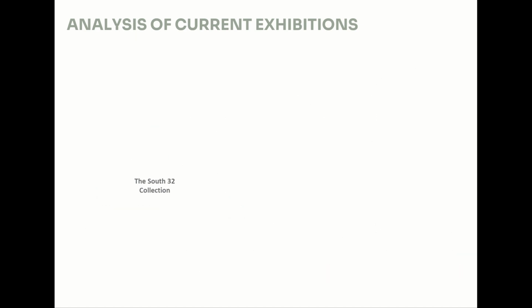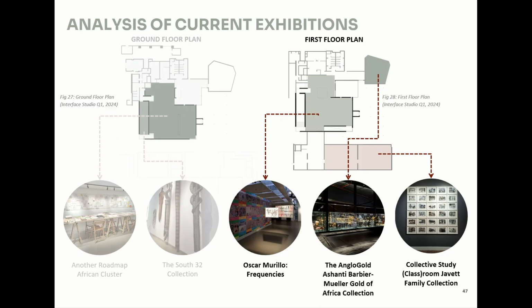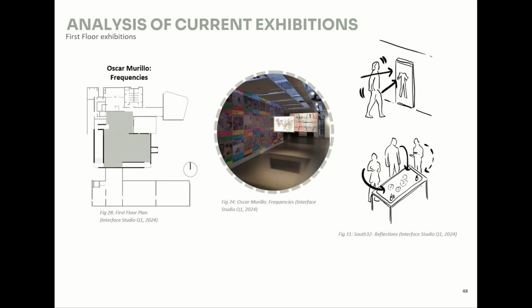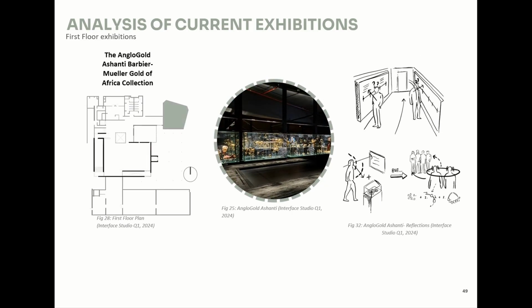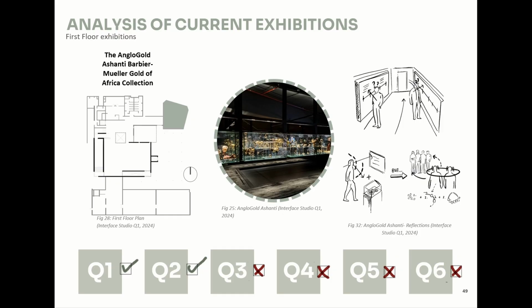Now we look at the galleries on the first floor. The main first floor gallery currently houses Oscar Murillo's Frequencies. This is a collection of canvases that were left on school desks where children were allowed to draw freely. After applying our set of questions to the exhibition, we noticed gaps mainly with question 2 and 3. The next exhibition is the Anglo-Gold Ashanti Gold of Africa collection. This is an extensive collection of valuable precious metal jewellery and artifacts uncovered at the Mapungubwe mountain. After applying our set of questions to the exhibition, we noticed gaps with question 3, 4, 5 and 6.